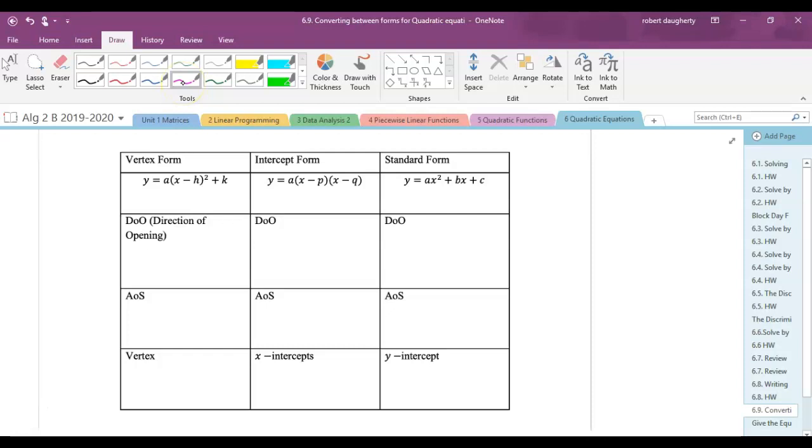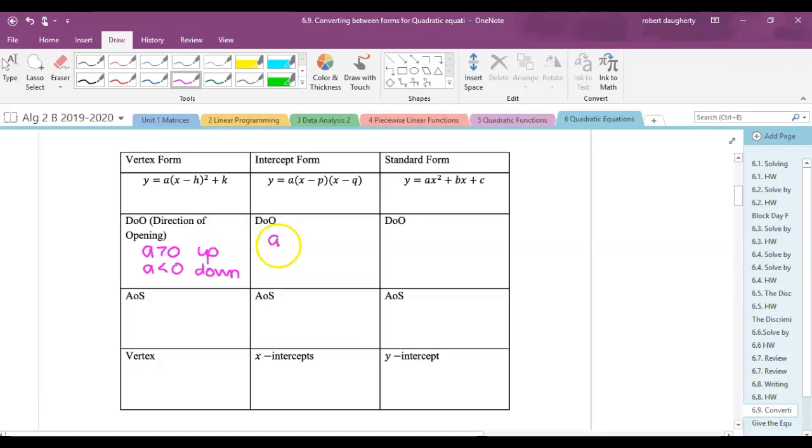Yeah, it's the value of a. So if a is greater than 0, this thing opens upward. If a is less than 0, this thing opens down. What about if a is equal to 0? Yeah, it's no longer a parabola. If a is equal to 0, that goes away. You've got y equals k. You no longer have a quadratic.